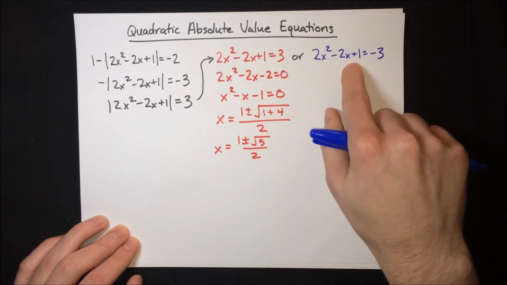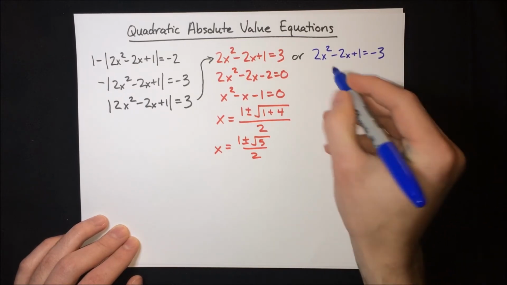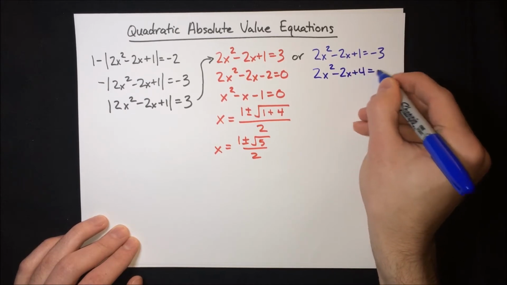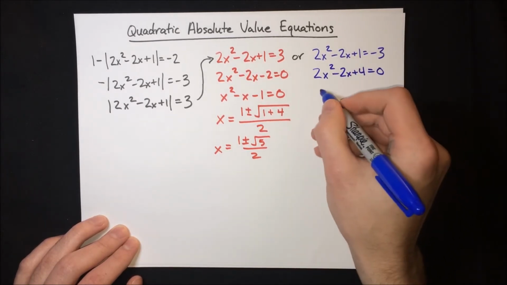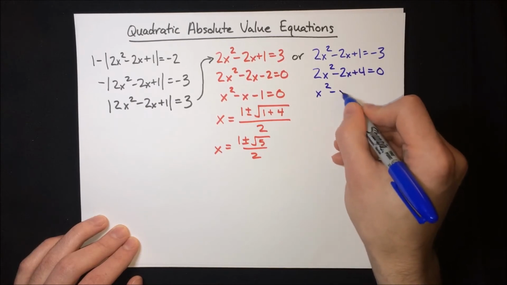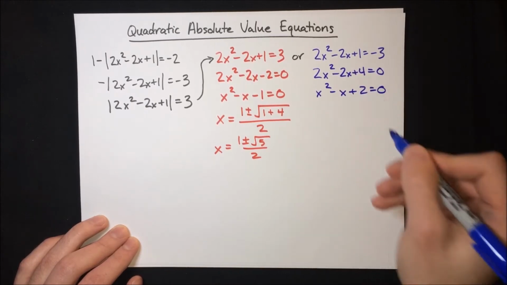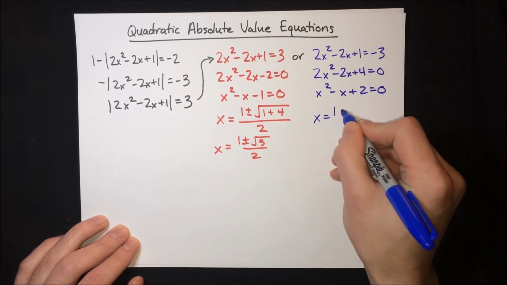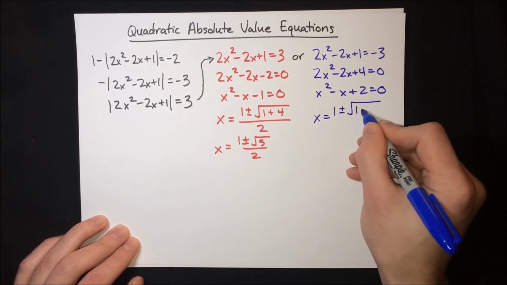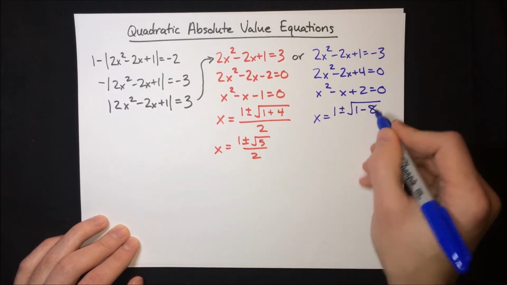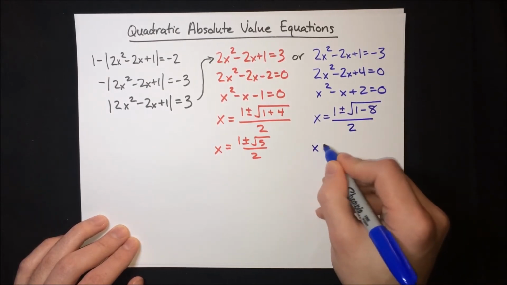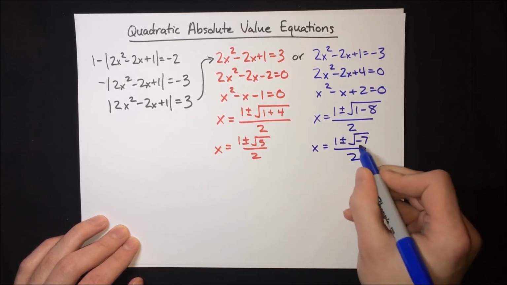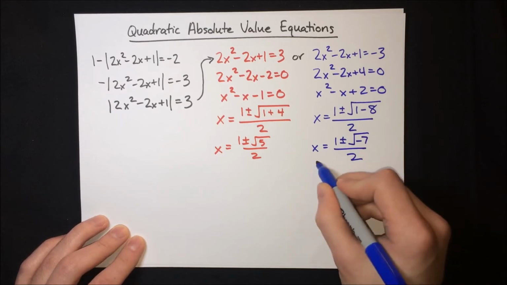Now for the other one, we do the same thing. We're going to add 3 to get the equation equal to 0. We'll simplify this by dividing by 2. And then we'll apply the quadratic formula. So 1 plus or minus root of 1 minus 4 times 1 times 2 is 8 over 2. So x equals 1 plus or minus root negative 7 over 2. But because inside of the root is negative, that actually means there's no solution.